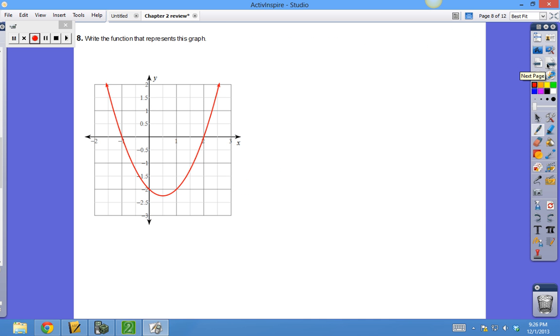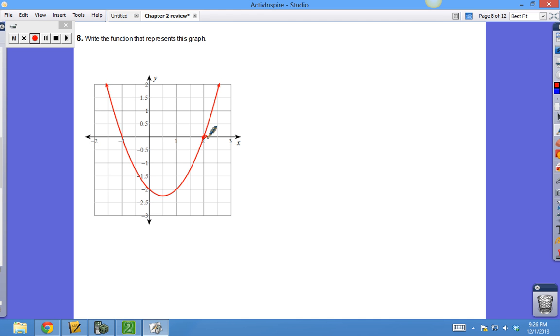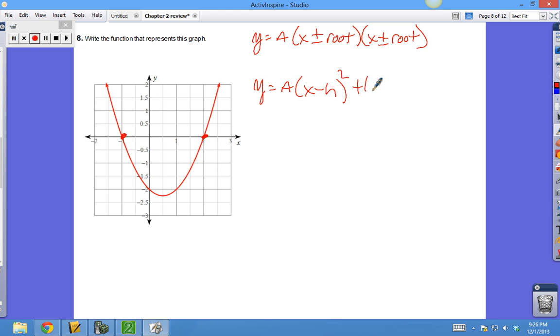Number 8. Okay, now let's go backwards. I'm going to give you a picture. You give me the model, the function. So the model you're going to use, because I have the roots, I'm going to use the factored. The factored model is y equals a, x plus or minus some root, x plus or minus some root. So you're going to choose either between that or vertex. Y equals a, x minus h squared plus k.